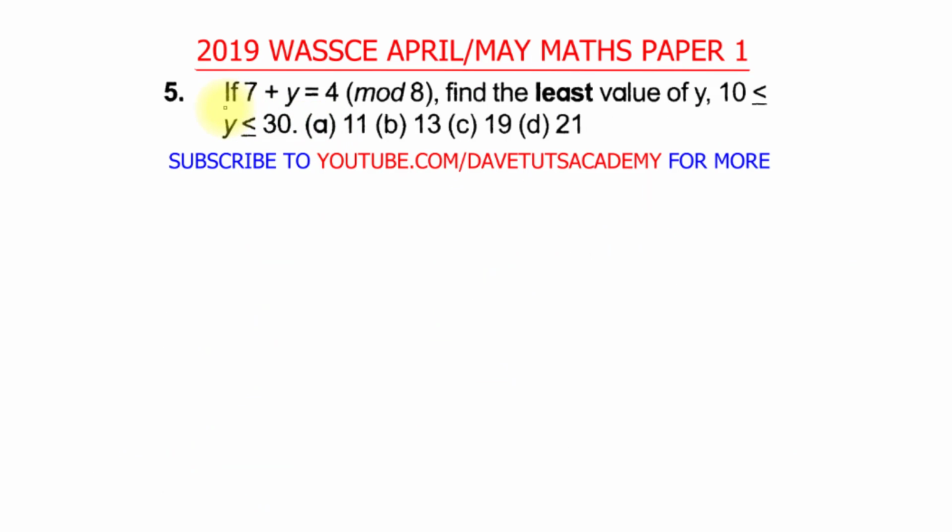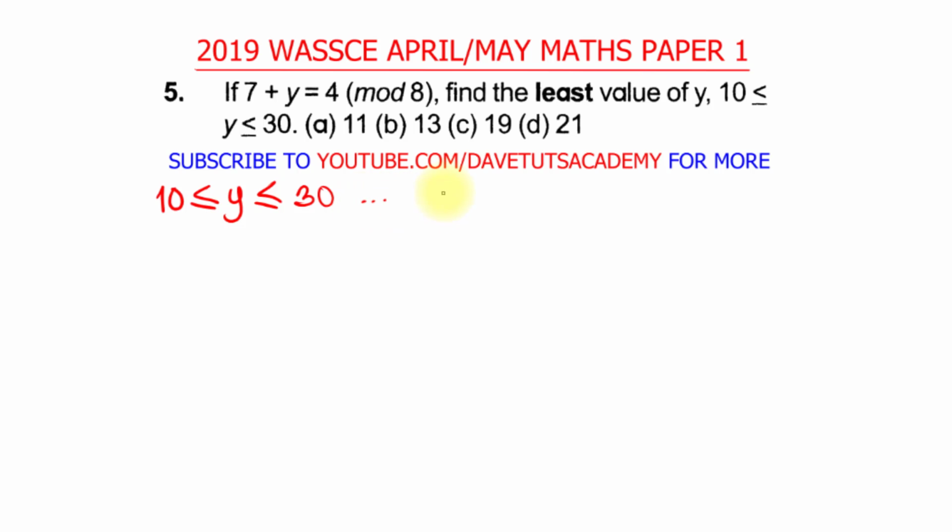In this question, we are told that if 7 plus y is equal to 4 under modulo 8, we are to find the least value of y in the case in which there is a range of values for y, that 10 is less than or equal to y, which is less than or equal to 30.